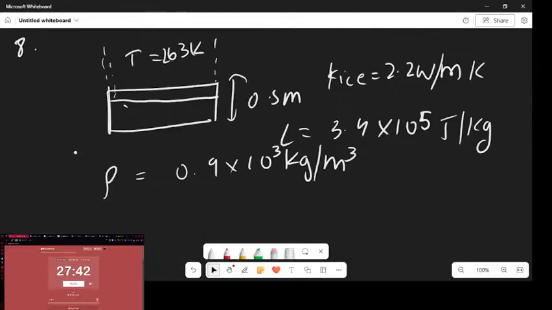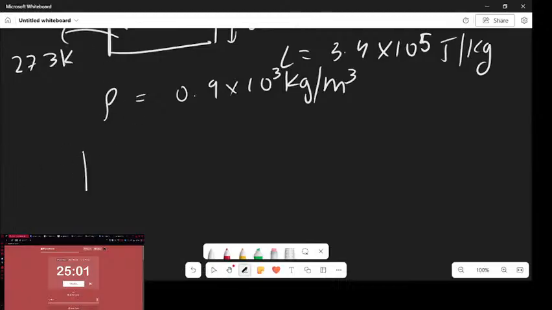Due to the temperature, I guess this is 263 Kelvin, which is about minus something Celsius. The temperature of the pond is 273 Kelvin. Due to the temperature difference, it's going to cool down.